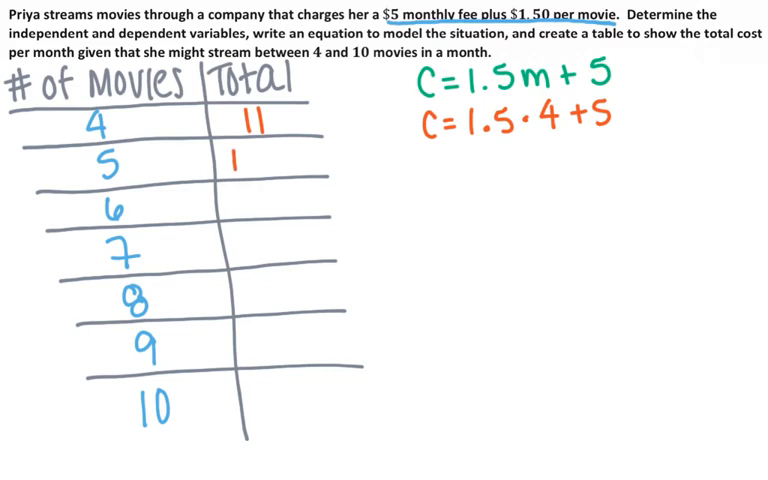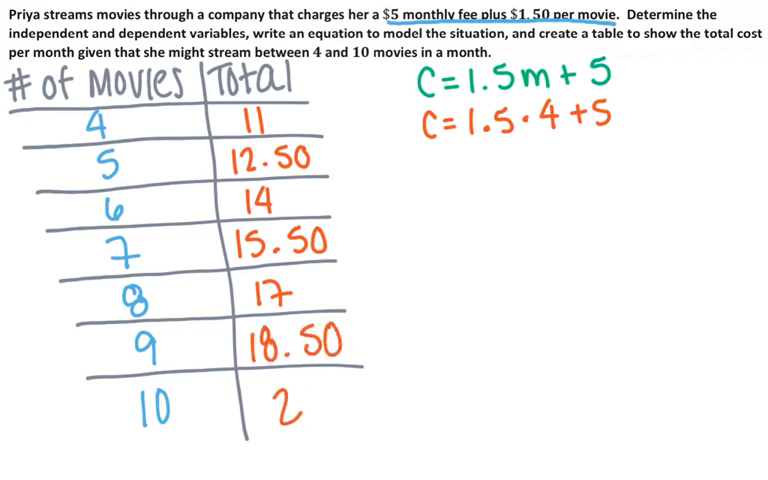So for 5, it's going to be $12.50. For 6, 14, 7, 15.50, 8, 17, 9, 18.50, and 10 is 20.